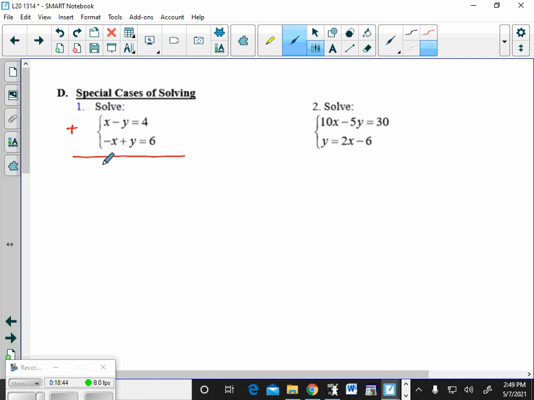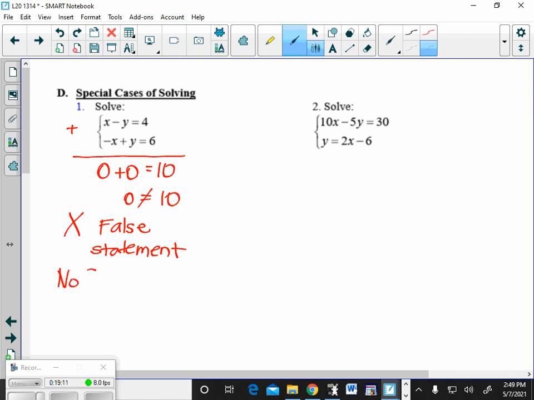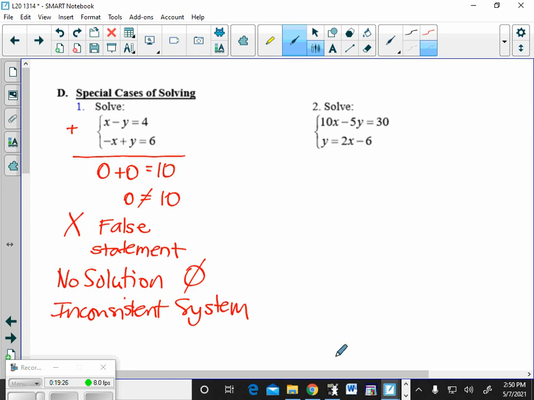x minus x, well, that's 0. Negative y plus y, well, that's 0. 4 plus 6 is 10. So 0 equals 10. 0 does not equal 10. This is a false statement. And whenever you arrive at a false statement, 1 equals 5, anything like that, then there is no solution. You might be able to write no solution as the null set. You may see that. And I'm just going to mention that this is an inconsistent system since there is no solution.